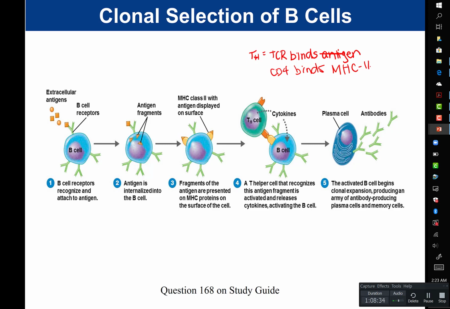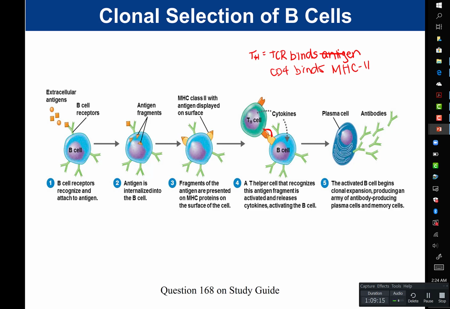So my T helper cell comes along, and the T helper cell has a T cell receptor, and the T cell receptor is going to bind to the antigen. The CD4 is not really shown here. That would be like this other part. The CD4 is going to recognize that MHC2. And when both of those occur, my T helper cell is going to secrete cytokines like interleukin 2, like B cell growth factor, other cytokines that we'll talk about in a little bit.